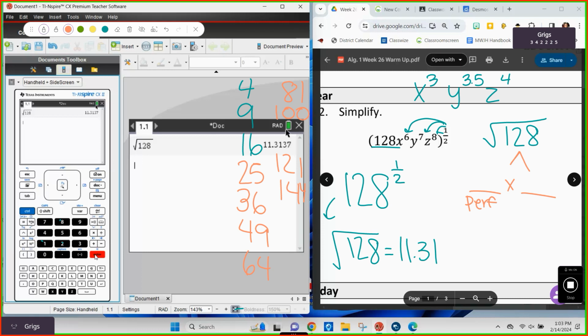The square root of 128, I can multiply the square root of 64 and the square root of 2.